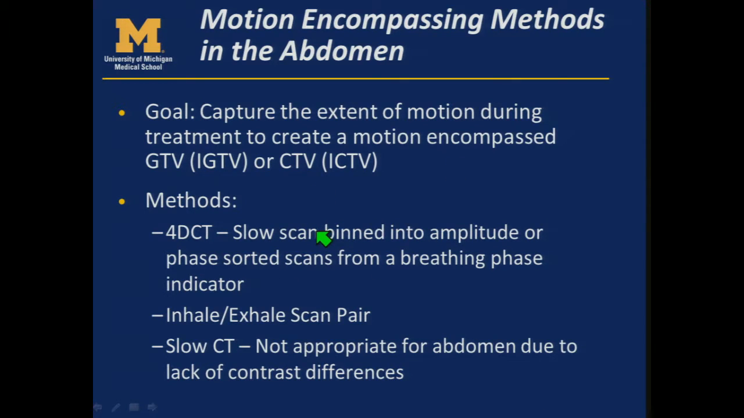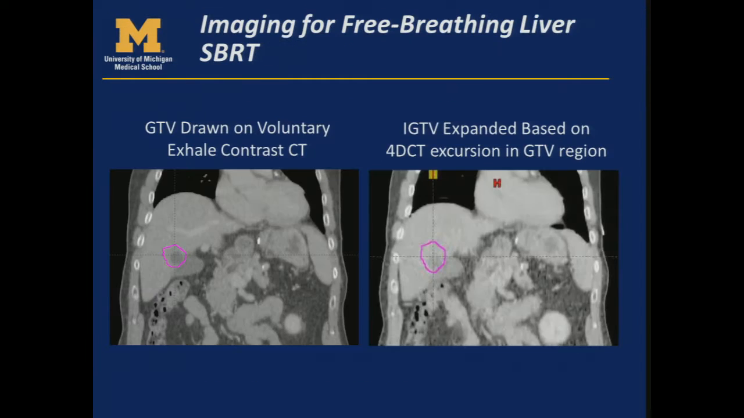And so you can do an ITV approach by taking a 4D CT. So this is clearly a slow scan, binned into amplitude or phase-sorted scans from a breathing phase indicator at your simulator. You could do an inhale or exhale scan pair, or you could also do a slow CT, although this is not recommended for abdomen because there aren't the same contrast differences that you'll see in the lung.